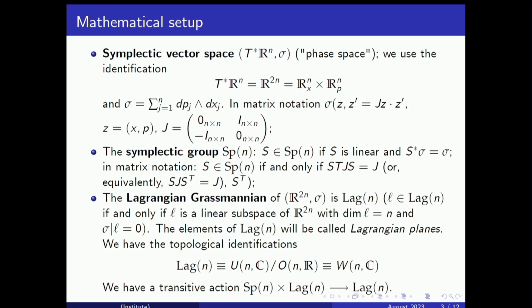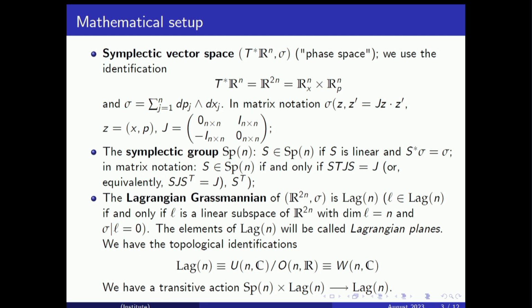I will be working in the phase space R2n, which I identify with the product of the configuration space and the momentum space. Then, I'm using the standard symplectic form, which is written in differential notation like that, or in matrix notation using the standard symplectic matrix. Then the symplectic group Sp(n) is a well-known object of course in symplectic geometry. Nothing to say about that.